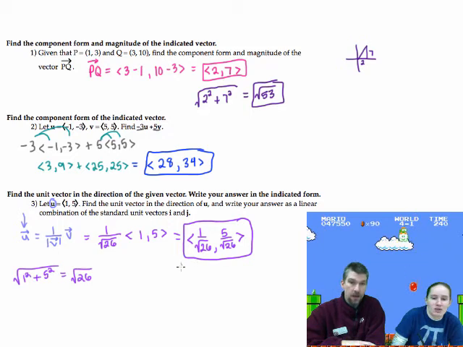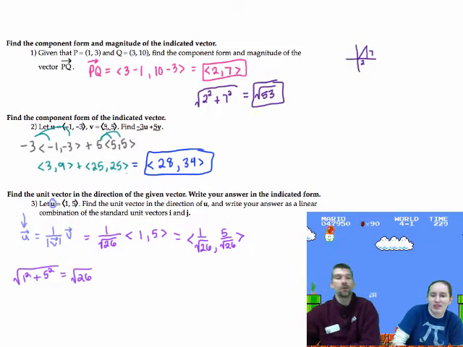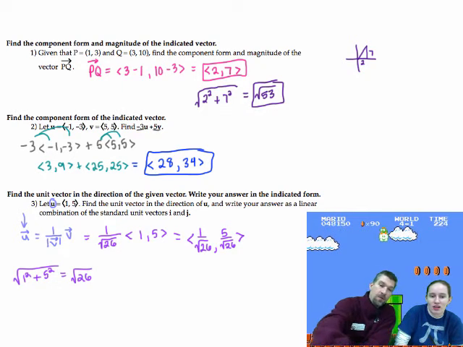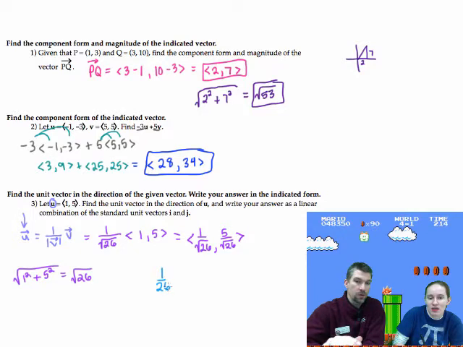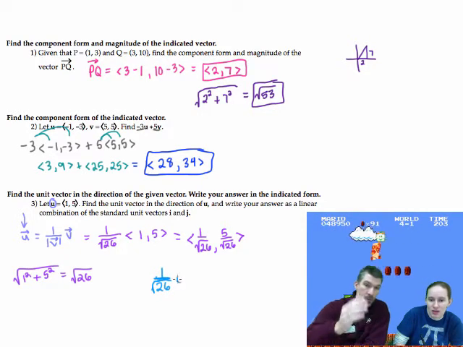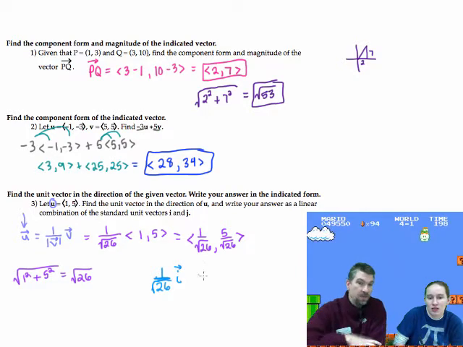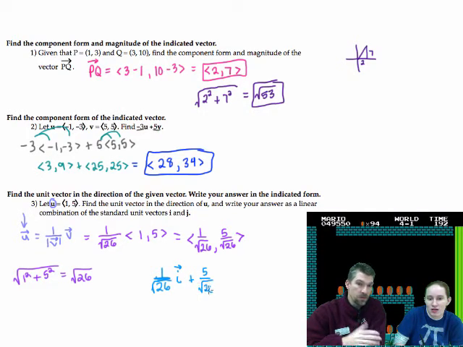Right, there you go. Oh, it wants it in i and j form. That's component form right here, but that's okay. So i and j is a really simple, quick fix here. We just take 1 over root 26 and put an i behind it, plus 5 over root 26 and put a j behind it.